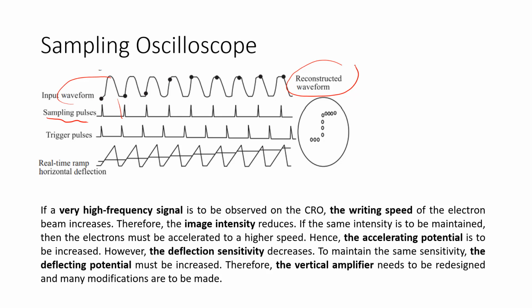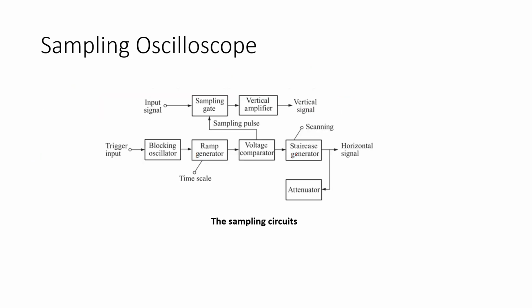We can see here this is the signal from the input, and using the sampling pulse we sample the signal. If the signal frequency changes, the horizontal deflection will change, like this one, because the first one is here and then it increases to here. So we have to reconstruct this waveform by using a block of circuit to maintain the intensity and also the sensitivity of the circuit. So this is the sampling circuit.